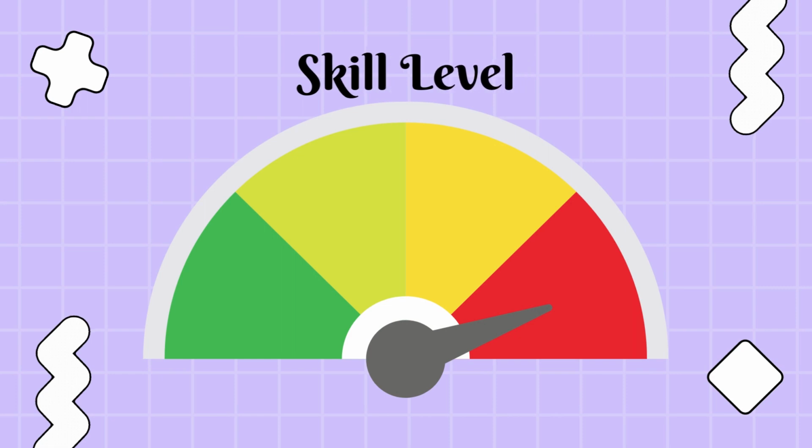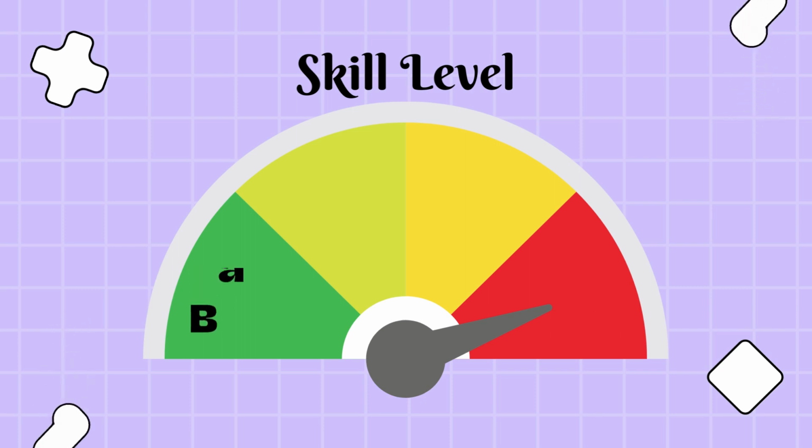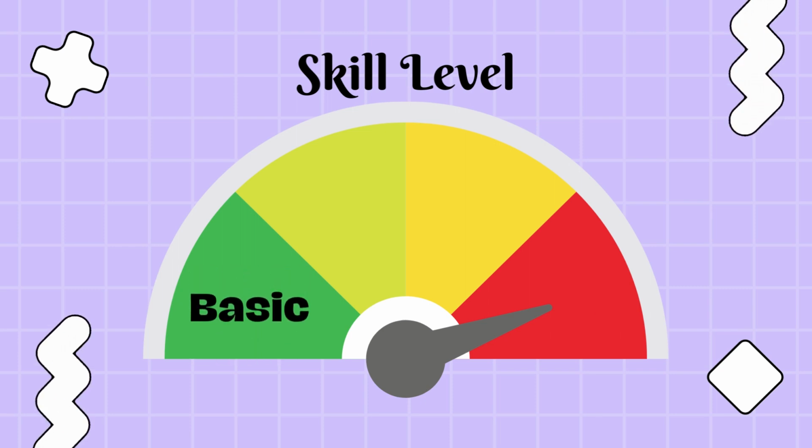The first section is the skill level. This part tells you what level of expertise is required to complete the project successfully. Patterns typically categorize skill levels into 4 distinct categories. Number 1, basic, for beginners with fundamental stitches and minimal shaping.